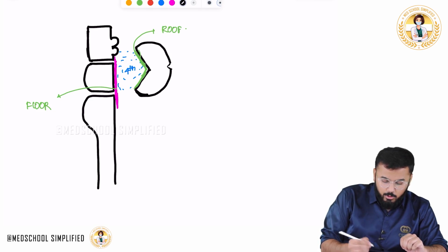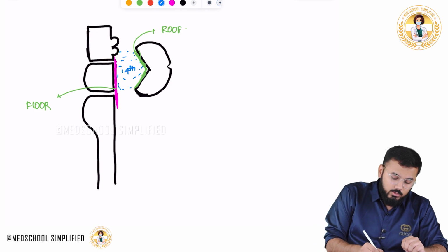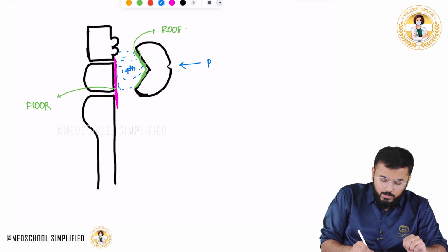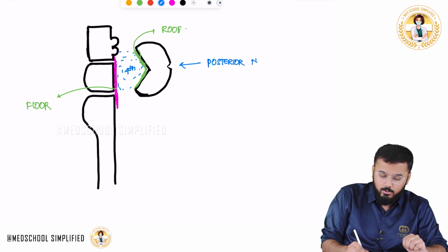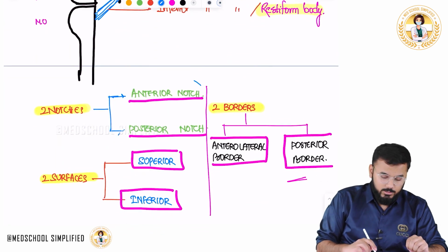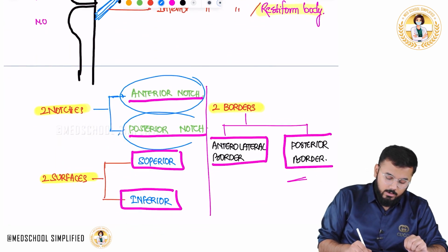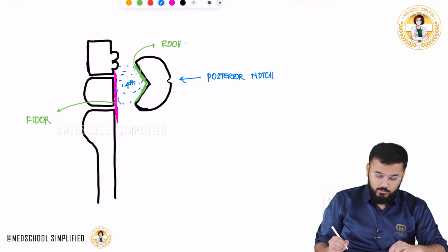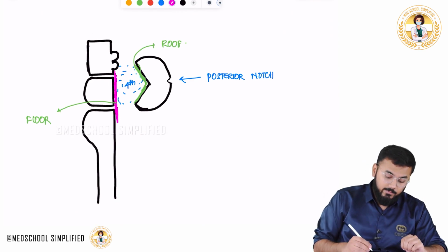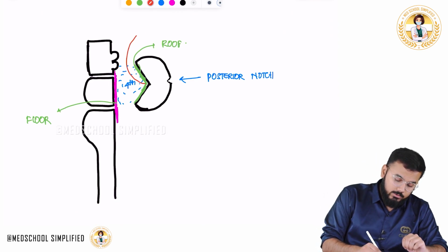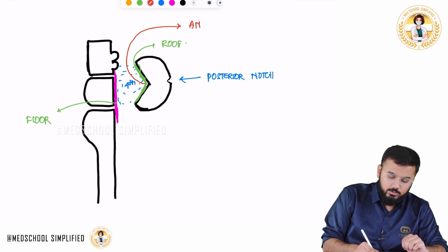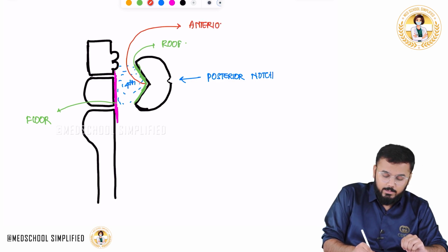Now if you look on the posterior side, on the back of the cerebellum, here you have a small notch. This notch which you can see on the back is called your posterior notch. So how many notches did we discuss? We discussed that there are two different types of notches: one is called the anterior notch, next is the posterior notch. So this one is the posterior notch, and this center one is called your anterior notch.